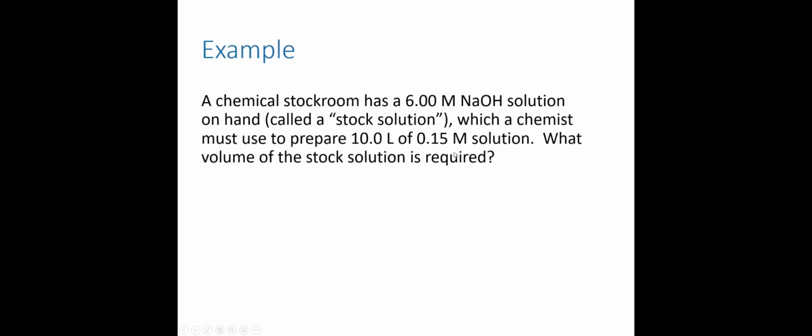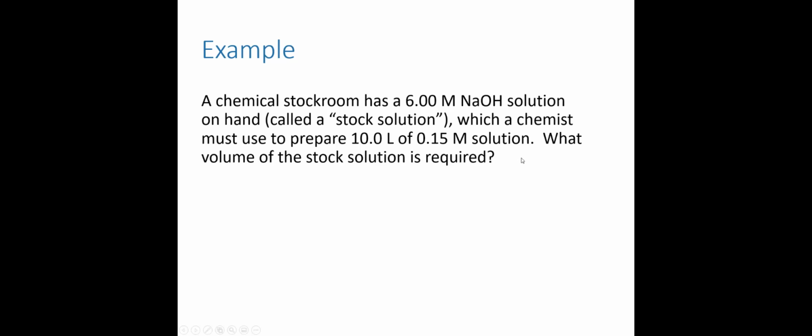So let's take a look at an example here. Chemical stockrooms will typically have on hand what they call stock solutions, which are solutions that they've made and which they will dilute in order to make less concentrated solutions for whatever need they might have. So let's say that we have a 6 molar stock solution of sodium hydroxide, and the chemical stock person would like to make 10 liters of a much less concentrated solution, a 0.15 molar solution. So what we would like to know is what volume of the original stock solution is required.